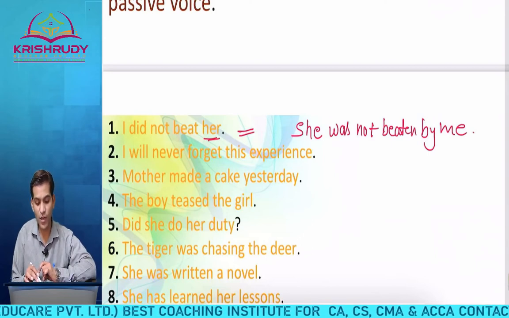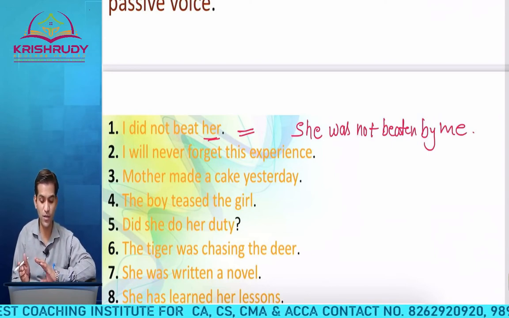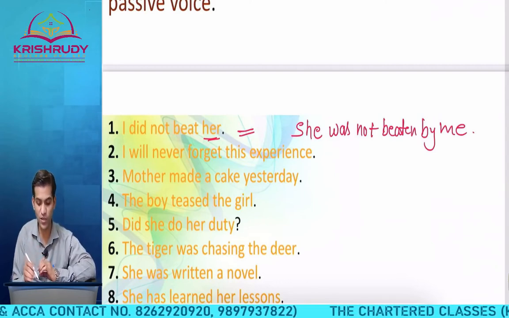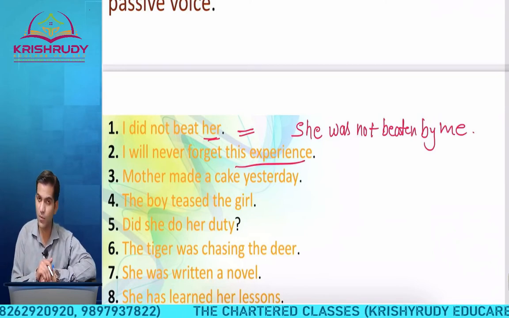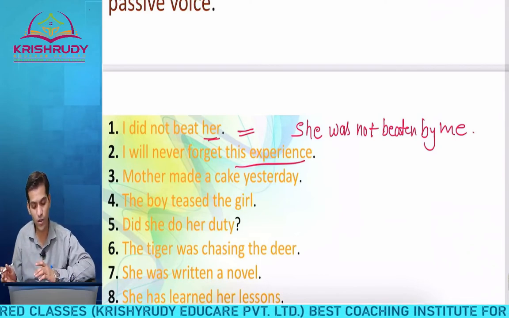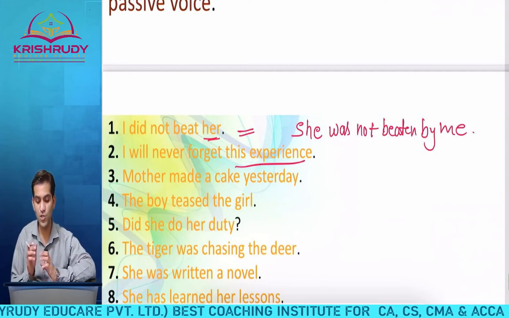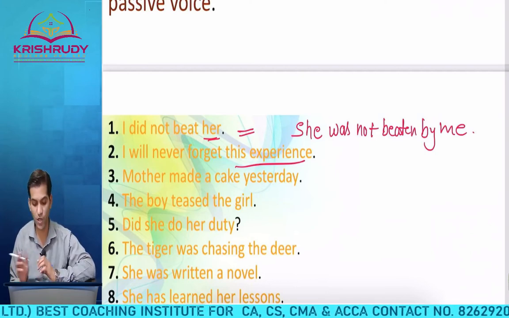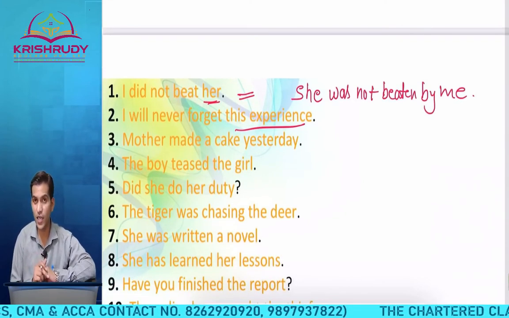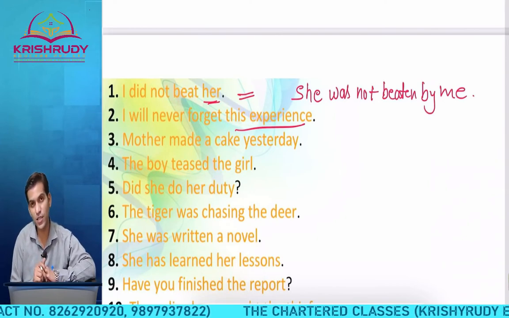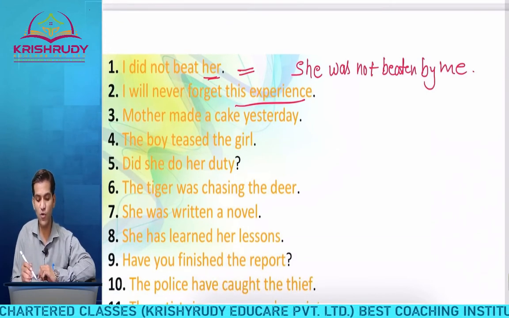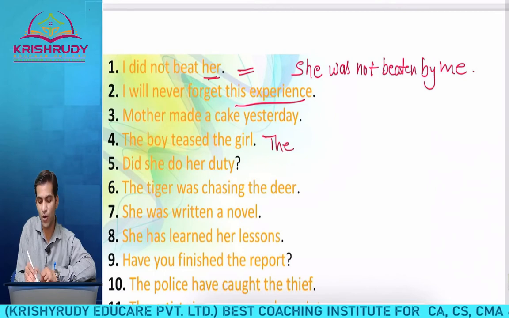Now, I will never forget this experience. Again, interchange the subject and the object. This experience will be at the beginning of the sentence: this experience will never be forgotten by me. Right? Mother made a cake yesterday; a cake was made by mother yesterday. The boy teased the girl; the girl was teased by the boy.